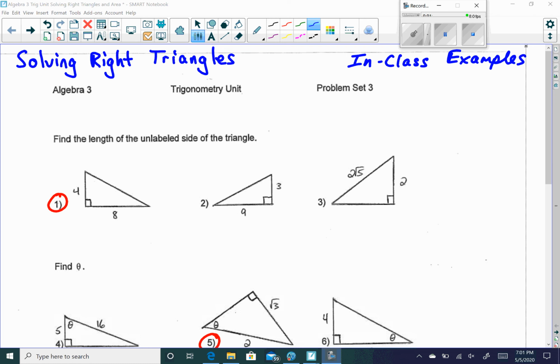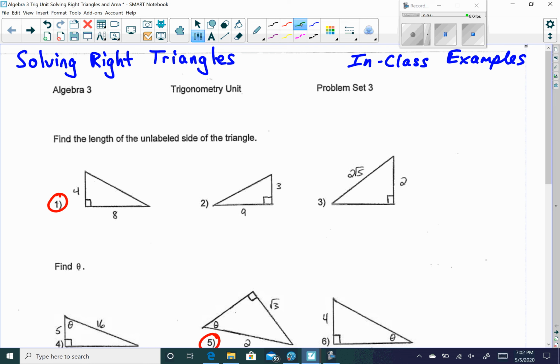For 1, 2, and 3, notice these are all right triangles. It just says find the length of the unlabeled side of the triangle, which means we're just going to use what, guys? Pythagorean theorem. So go ahead and pause the video. You guys calculate number 1. For this, as we were doing in the past, let's get the simplified radical form and the approximate form. So go ahead and pause the video, figure this out. It's good review, and then continue playing to see what your solution is and if it matches mine.